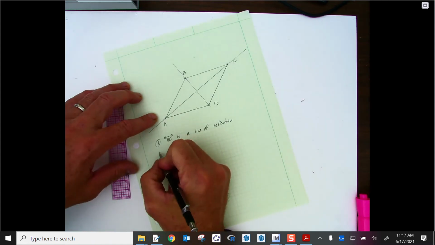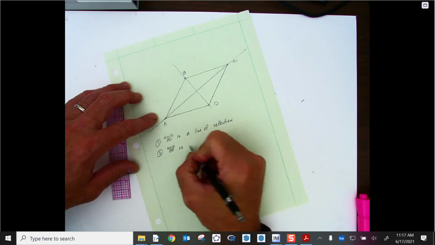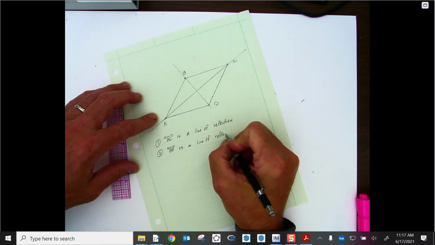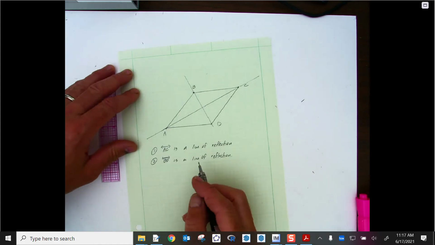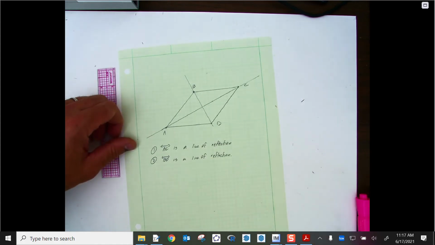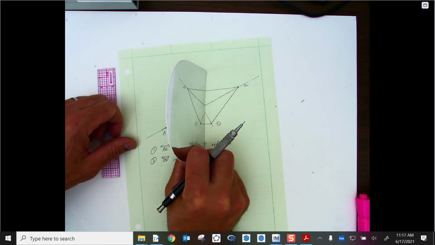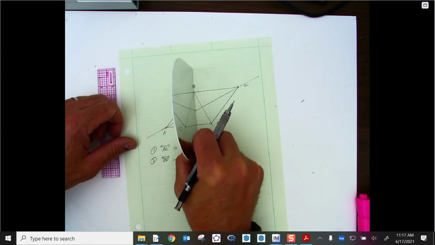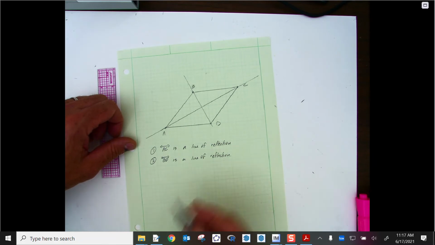And then the next, I don't think there are any other lines of reflection. Some people might try to think this might be, but you can see that that's not going to work. By playing around with it, I think you'll find out that those are the only two lines of reflection.